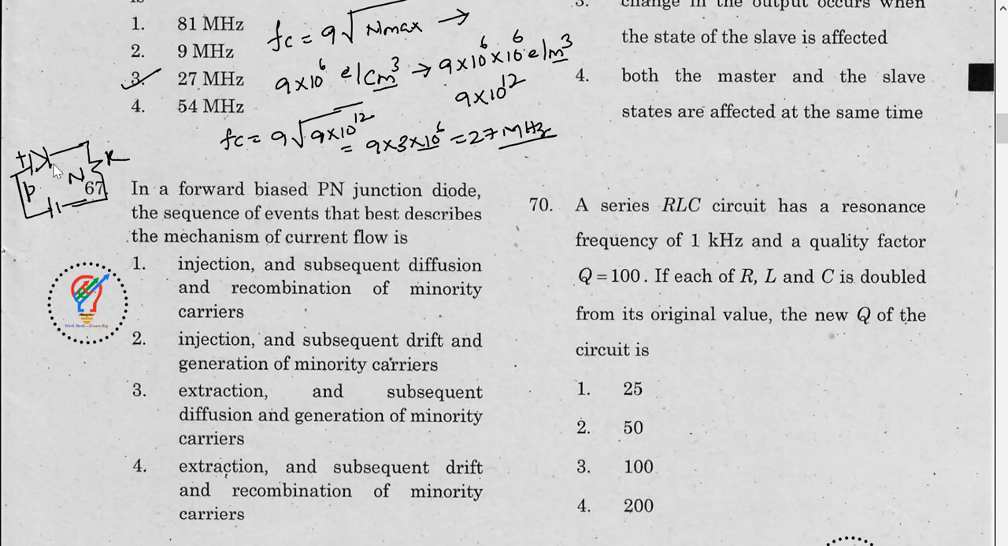After that, recombination of minority charge carriers will take place. So the process is first injection, after that subsequent diffusion and recombination of minority charge carriers. So the answer will be 1 here.